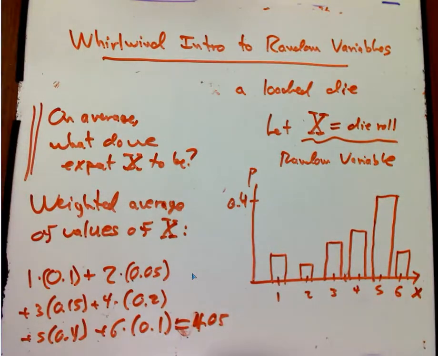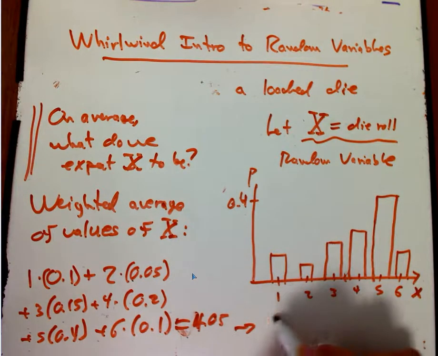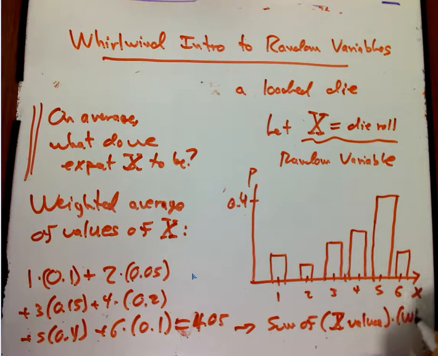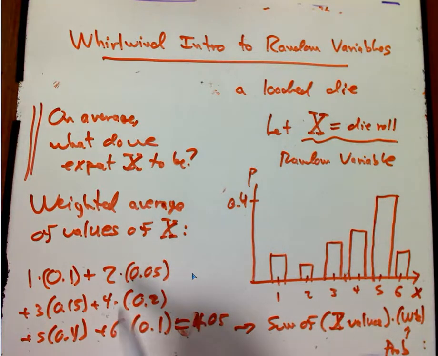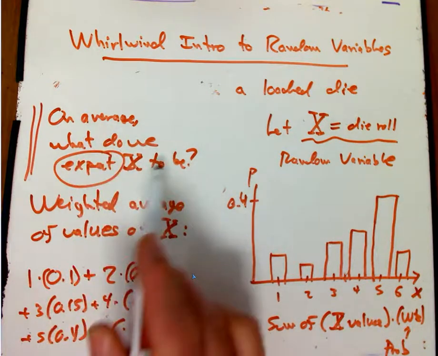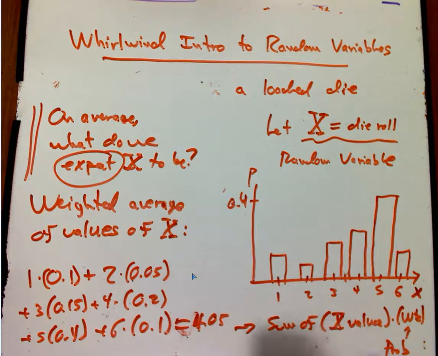Okay, so in general, it's going to be a sum of X values times weights. Those weights are just the probabilities. I want to show you this idea of the expectation. This is also called the expectation value of X. This would often be called X bar, for the mean of X.